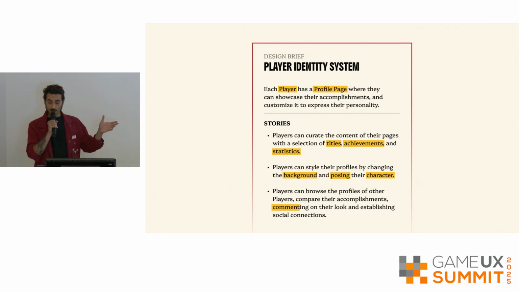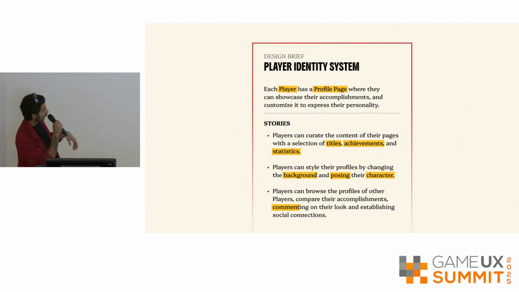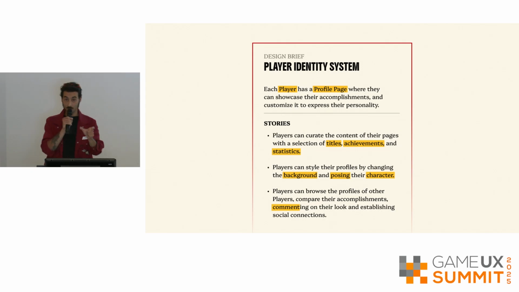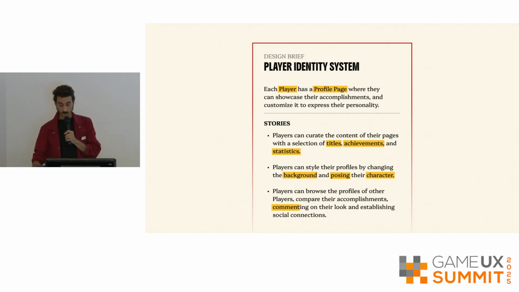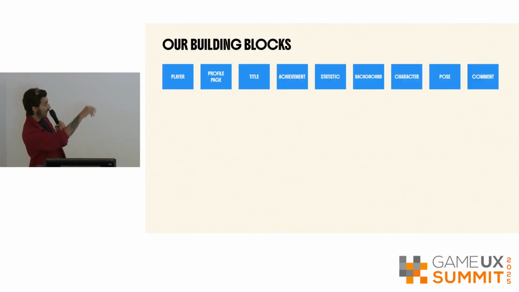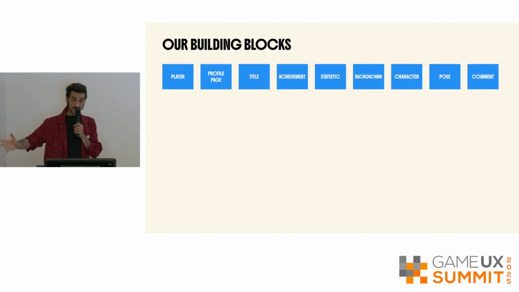And we can also infer objects from an action. Hence, commenting. Commenting is a verb, but if we highlight just the comment part, we obviously will need some sort of a comment object in our system. So we take all of these nouns and we put them on nice blue stickies, like that. By the end of this exercise, we have the building blocks of our player identity system, and they're expressed as clear objects.